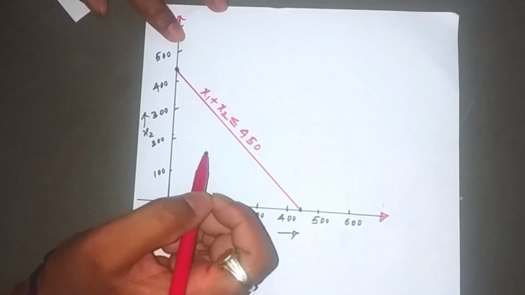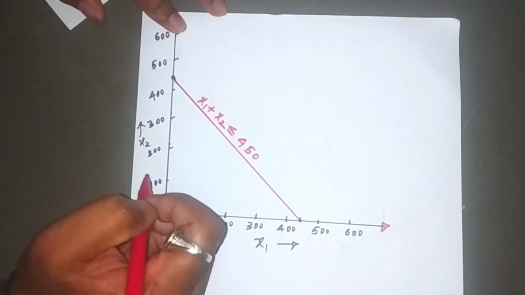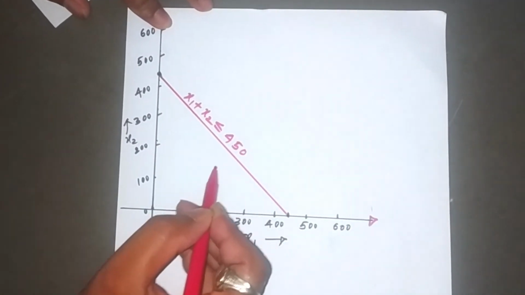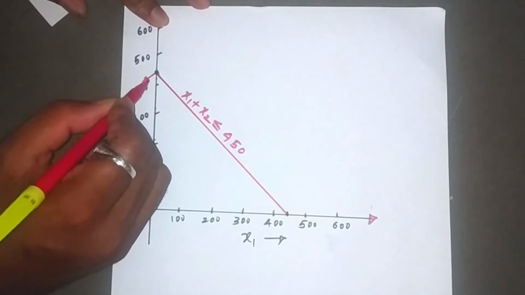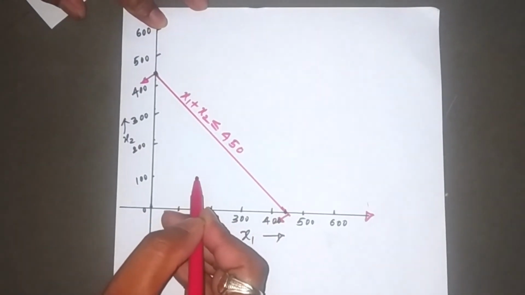Whenever the inequality sign is less than or equal to, that means the solution will lie below this line. It is equal to this or it will be below this. So here I'll show it with an arrow mark indicating that the solution will lie below this. So this is the first constraint.